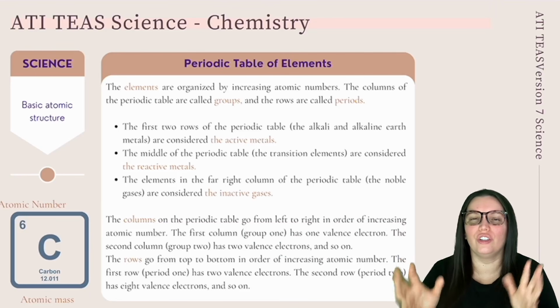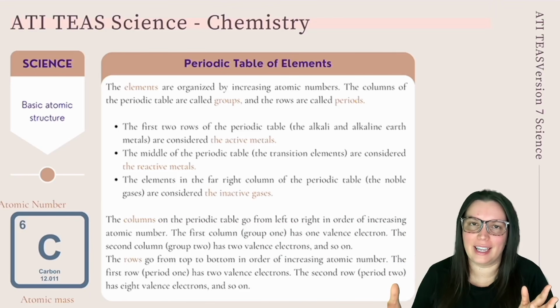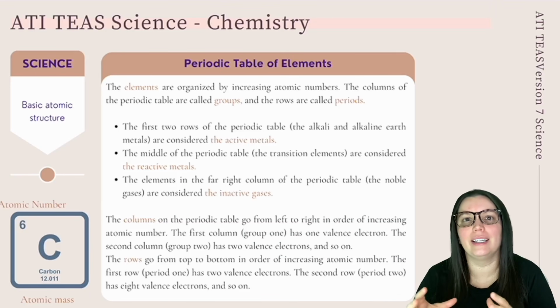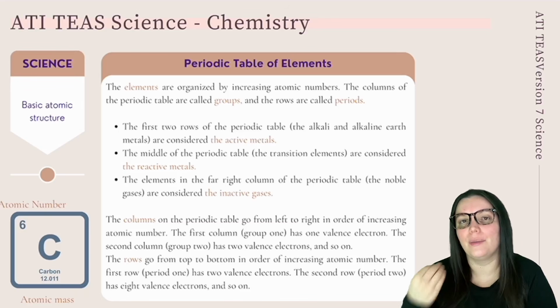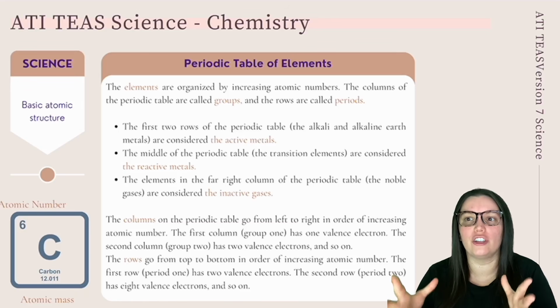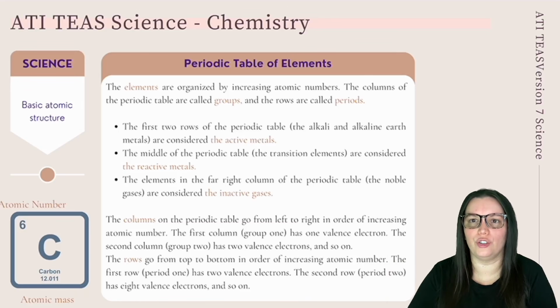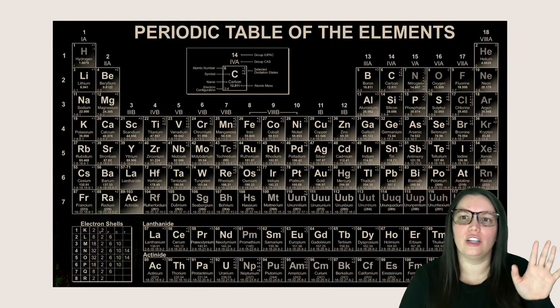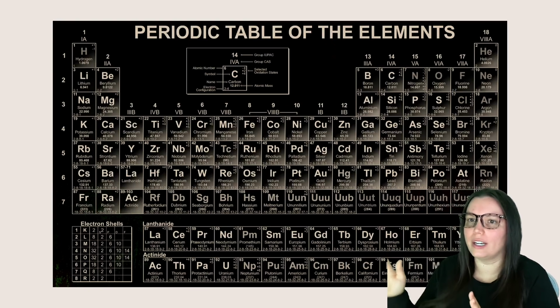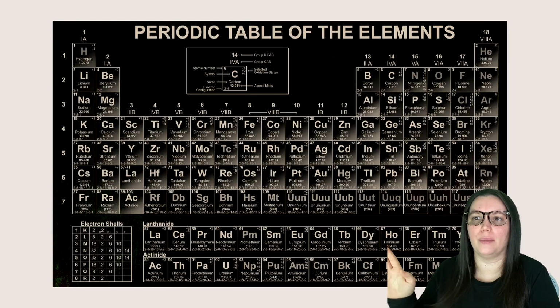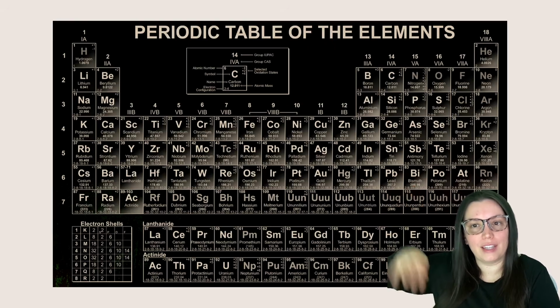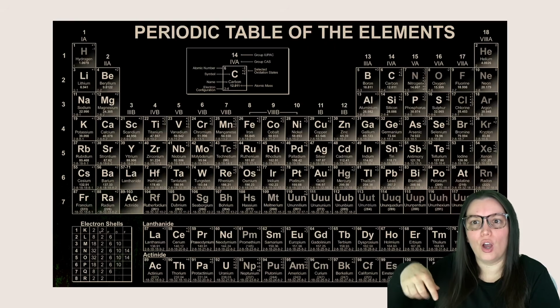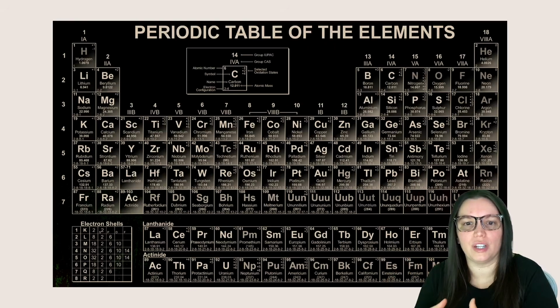Now we're going to take a closer look at something that mixes everybody up on the ATI-TEAS, and that is the periodic table of elements. The periodic table of elements is a chart that shows how elements are related to one another. So as we take a look at the chart behind me, the elements are organized by increasing atomic number. The columns, the up and down, are considered groups on the periodic table.